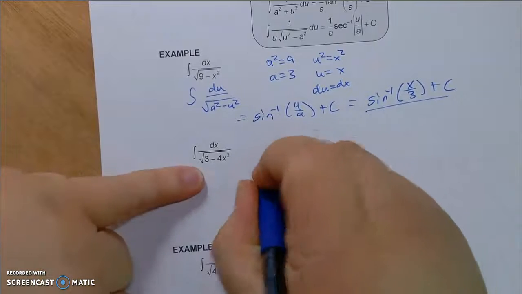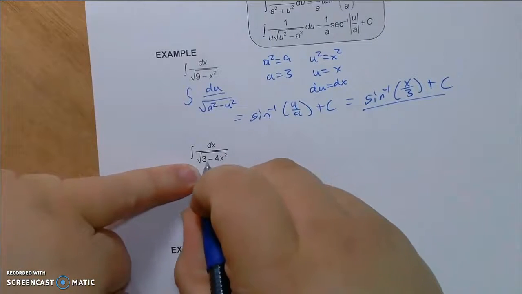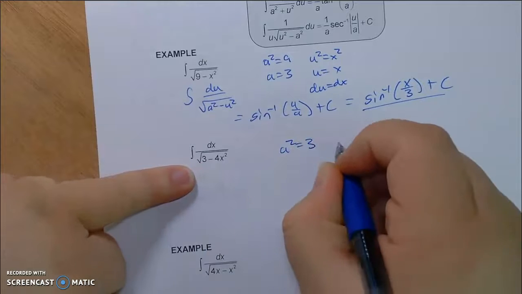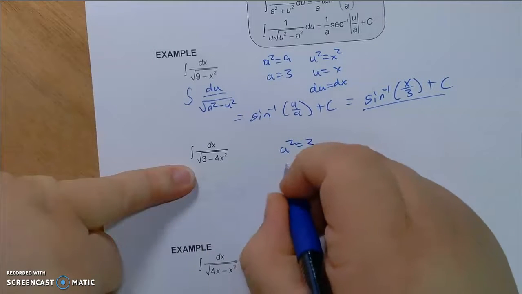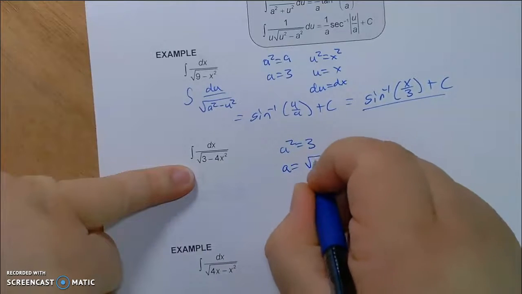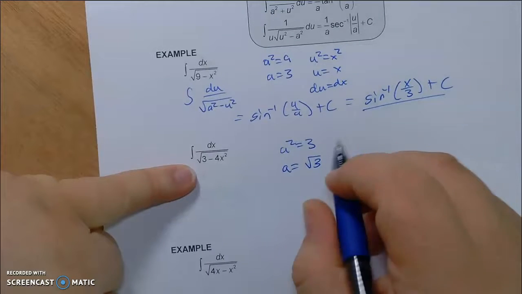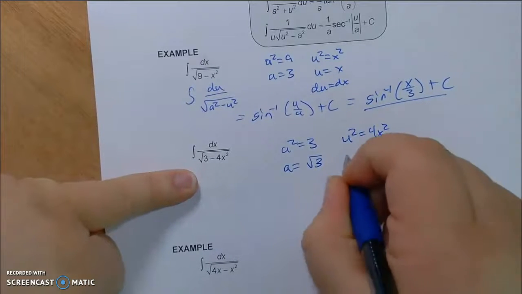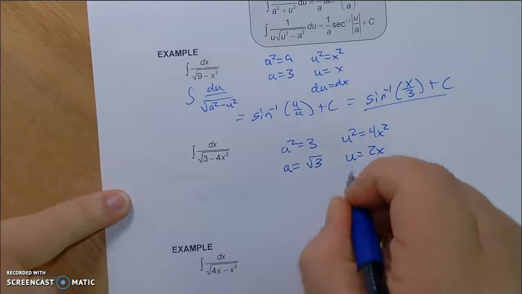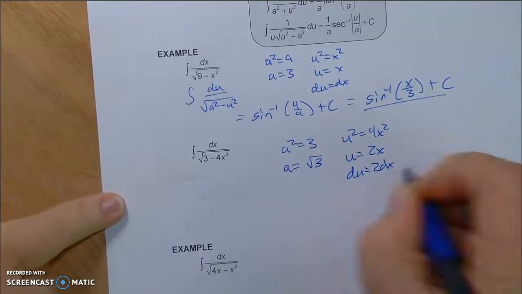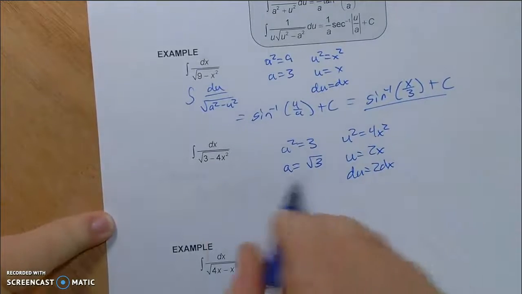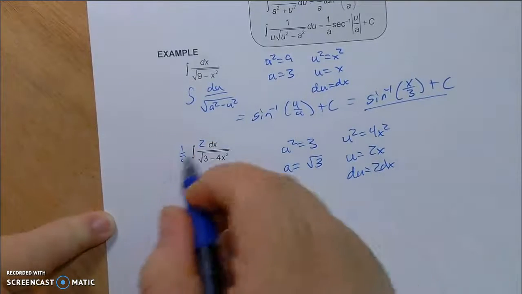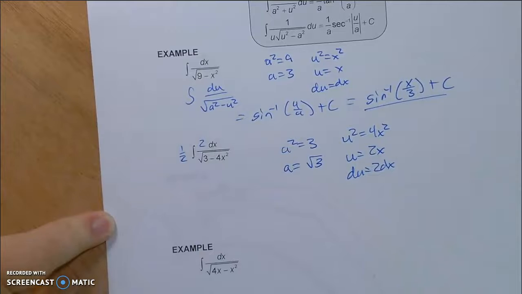So here we have a constant squared minus an expression squared. So a squared equals 3. But you may be thinking 3 is not a perfect square. That's okay. a is just the square root of 3. We don't have to worry about that. u squared is 4x squared. So u is 2x. And du is 2dx. So we do need to put in a 2 here, which puts a 1/2 out front to keep those the same. Right, because 2 times 1/2 is 1.